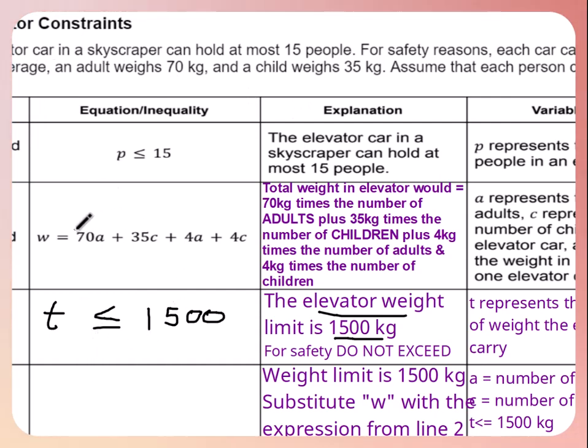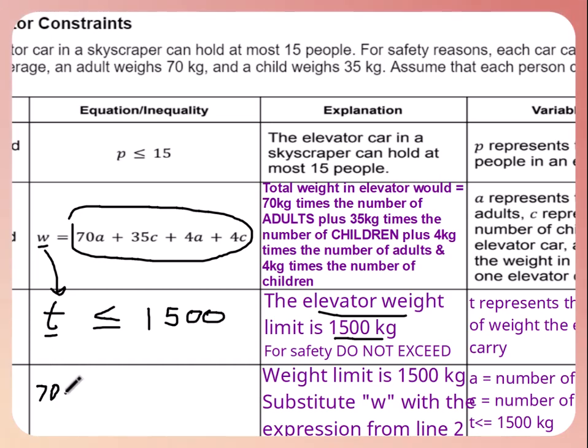All right, so I'm going to write all of this. I'm going to substitute that in for total weight. So, in other words, I'm going to substitute it in here for the total weight. I used a different variable here. Maybe I should have used W. So I'm going to write 70A plus 35C plus 4A plus 4C less than or equal to 1,500.